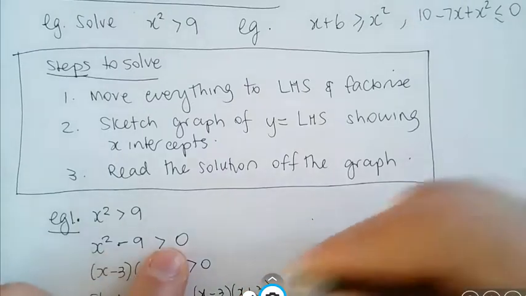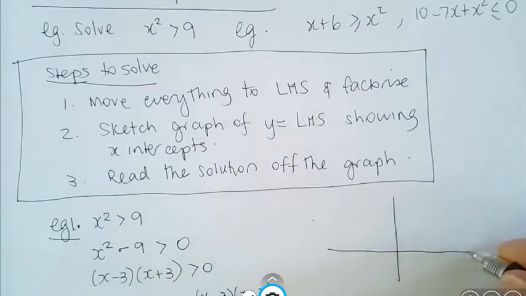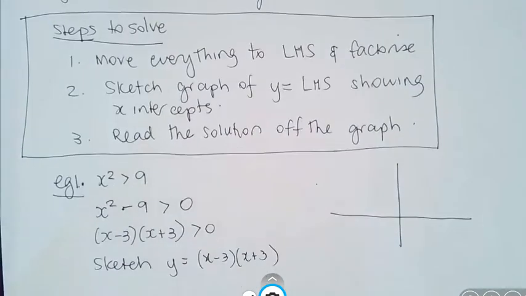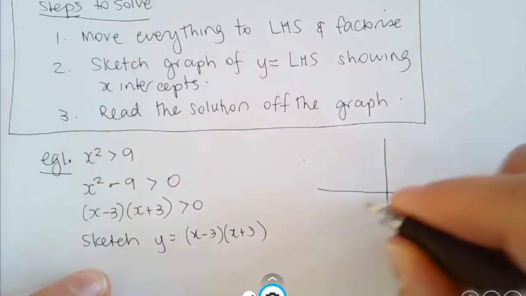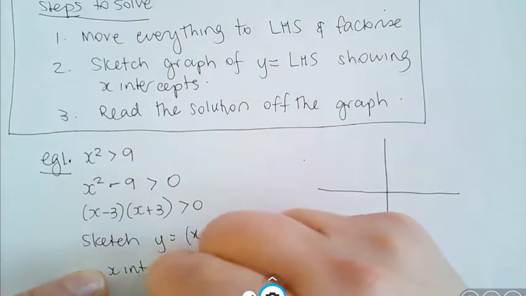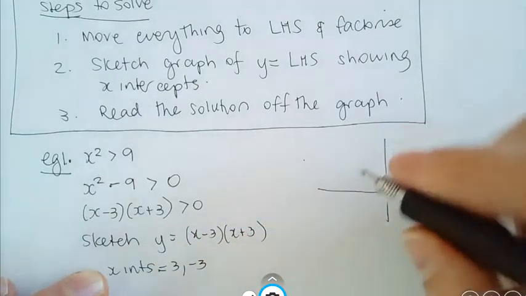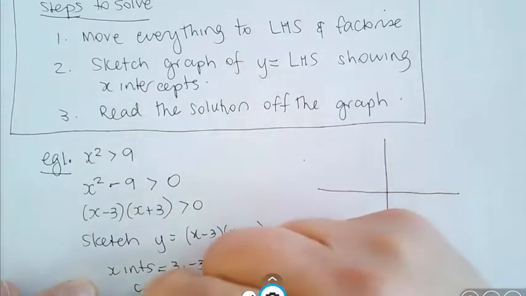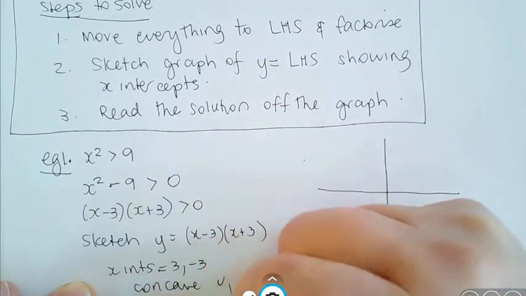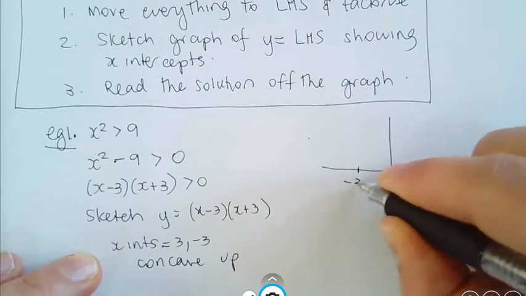Or that. Same thing. Now you describe it to me. What type of parabola? It's a parabola. Is it concave up or down? And where are the x-intercepts? Let me just write where the x-intercepts are. They are equal to 3 and -3. So it's definitely concave up, and the x-intercepts are -3 and 3.